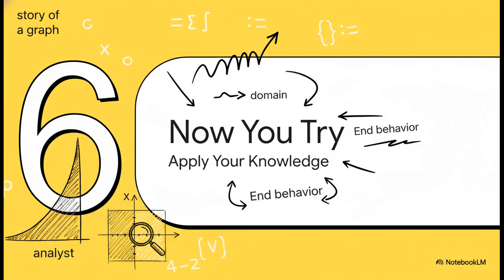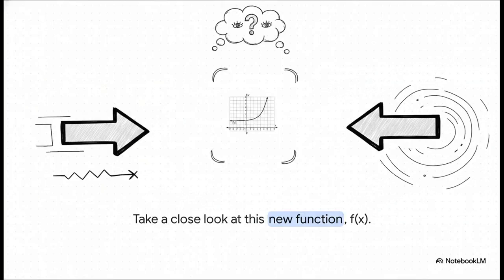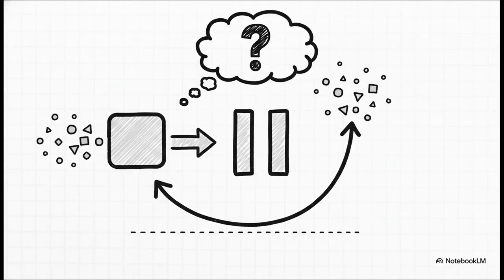All right, you've seen the concepts, you know the rules, you've heard about the common mistakes. Now it's your turn. It's time for you to be the analyst and read the story that a graph is trying to tell you. Here we go, a brand new function. It looks a little bit different from the other ones we've looked at so far. So just take a second and really study its behavior. Where does it seem to be coming from on the left? Where is it headed on the right? Okay, go ahead and pause this explainer.